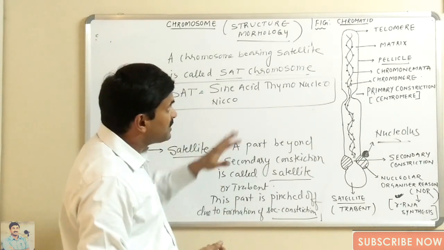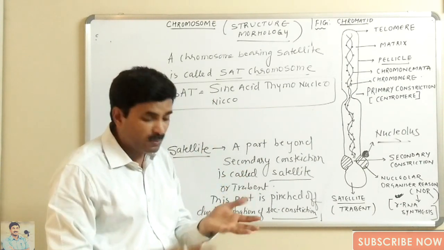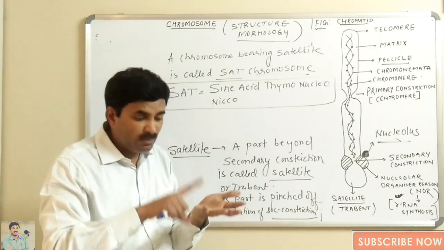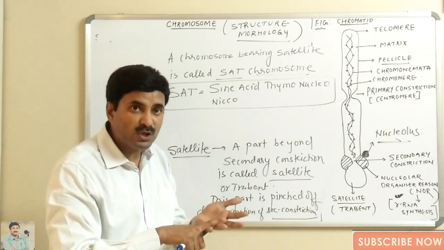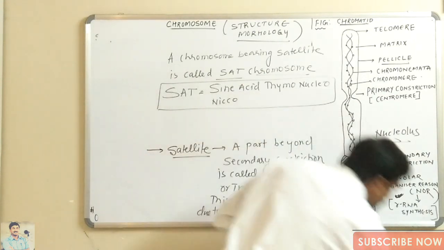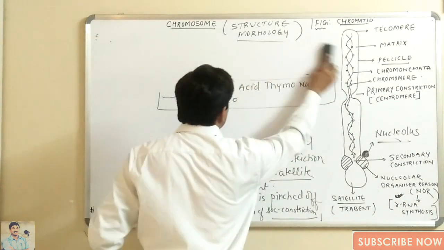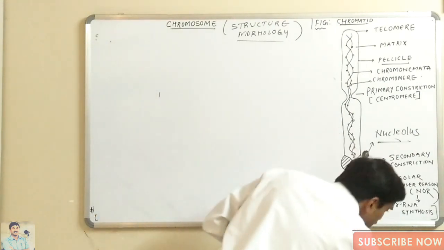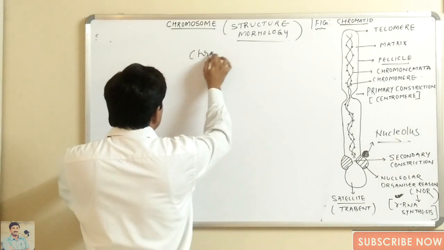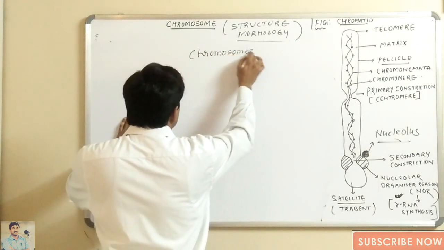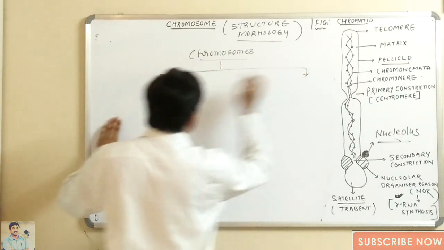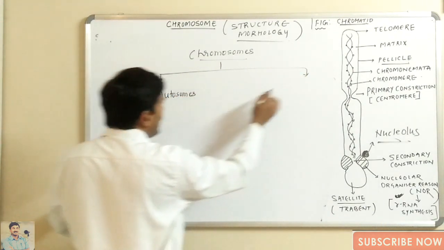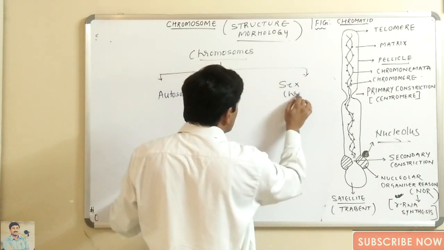Okay, so this was the morphology of the chromosome. We have discussed the size of the chromosome, shape of the chromosome, number of the chromosome, and the morphology of the chromosome. A few more points we have to discuss regarding the chromosome. If you have heard about the autosomes and the sex chromosomes, chromosomes are basically categorized into two: one is known as autosomes and another is known as sex chromosomes.